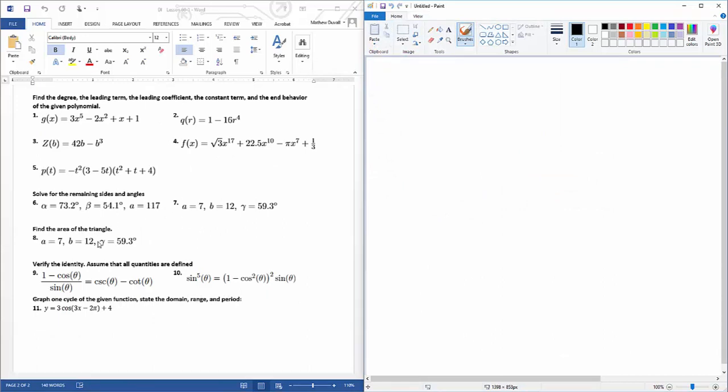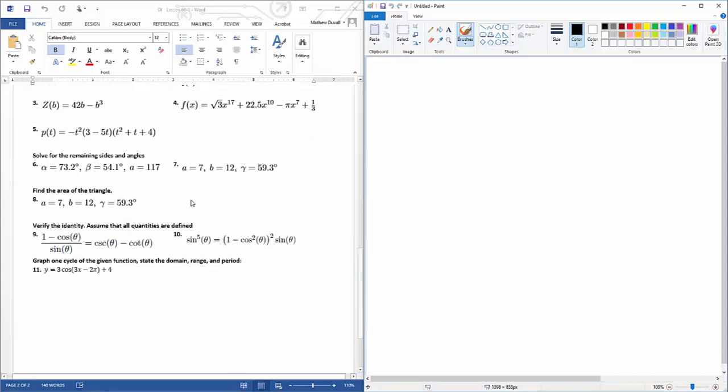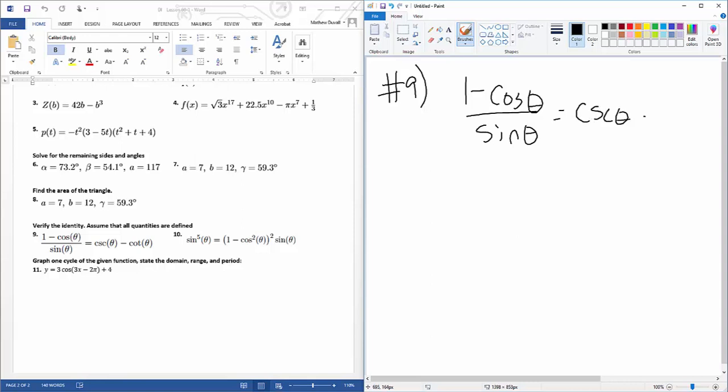Number 8, the same thing. Side angle side, you're going to use the side angle side area formula. Number 9, verifying the identity. 1 minus cosine theta over sine theta equals cosecant theta minus cotangent theta. This side looks more difficult, so I'll change everything to sines and cosines. Oh, look at that.